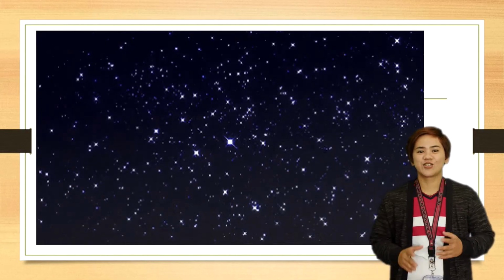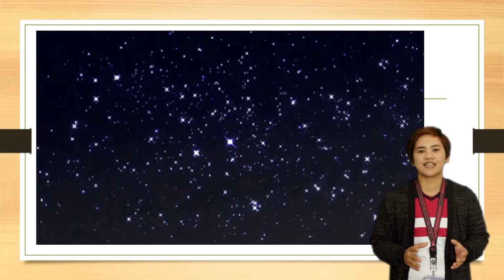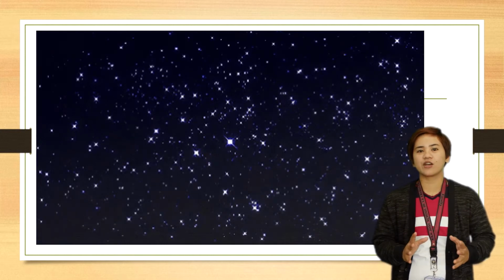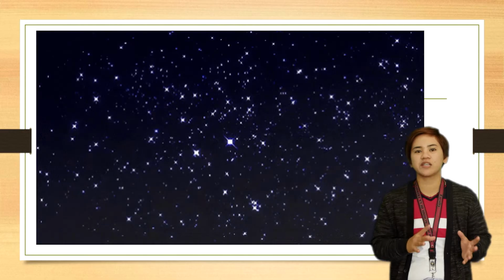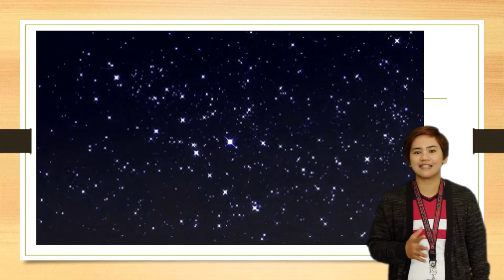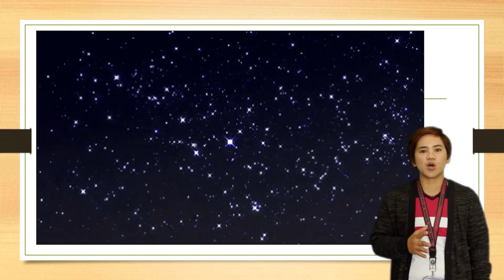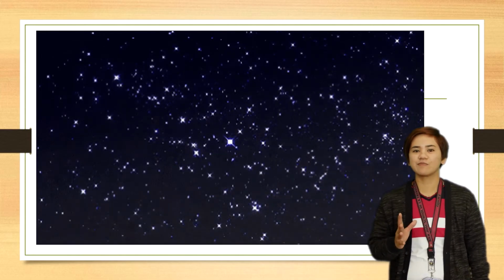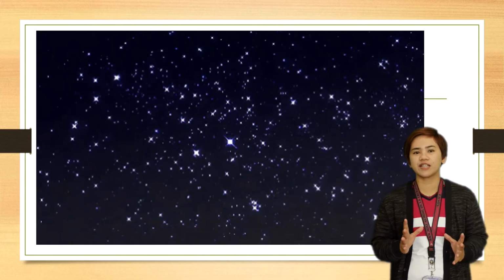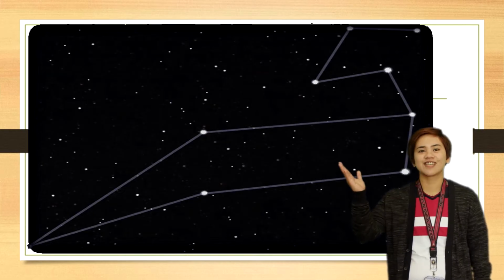Stars. Stars are huge objects in the sky that are made mostly of hydrogen and helium, so they are often described as luminous balls of gas. They produce their own light and heat. These are also the building blocks of the billions of galaxies. A group of visible stars forming a pattern is called a constellation.